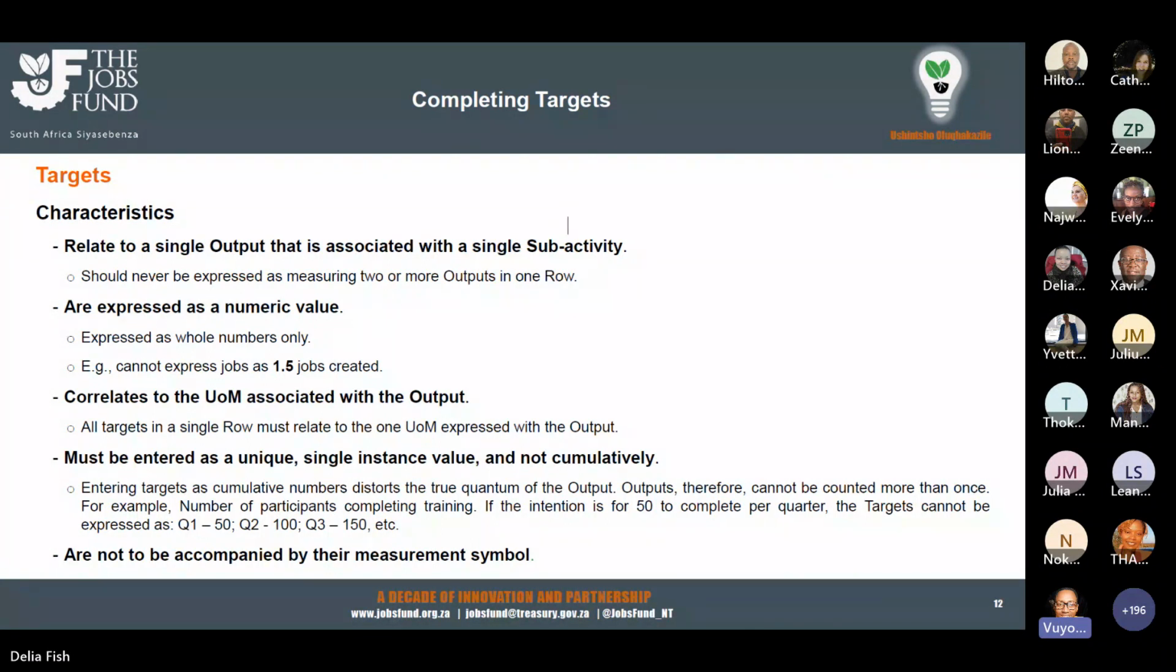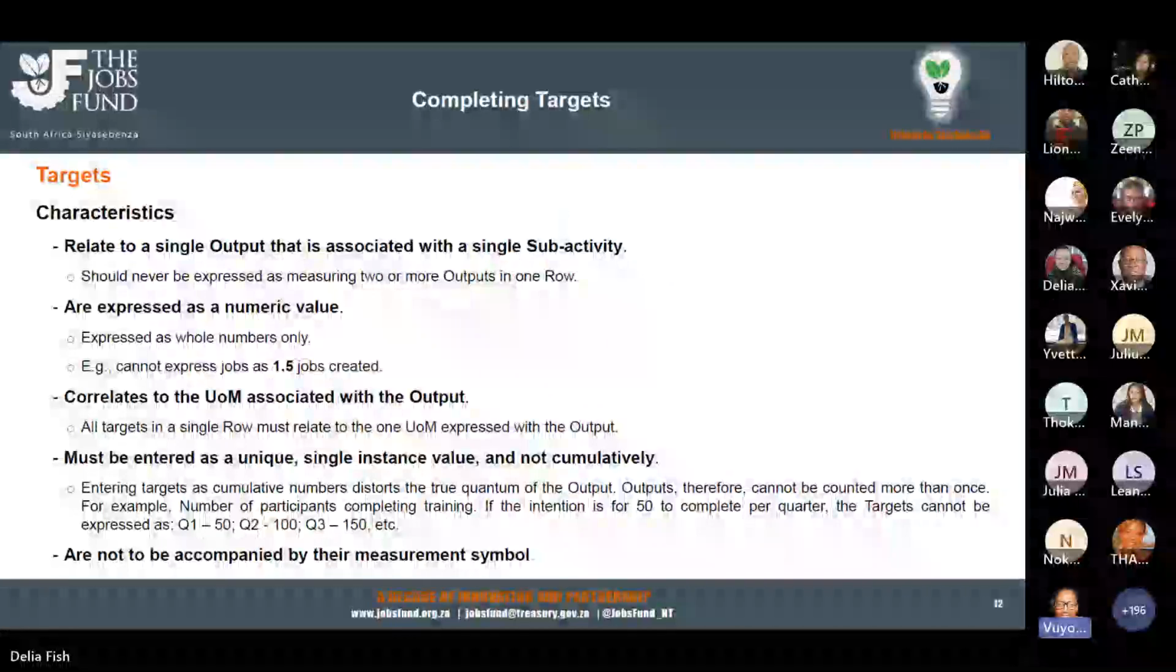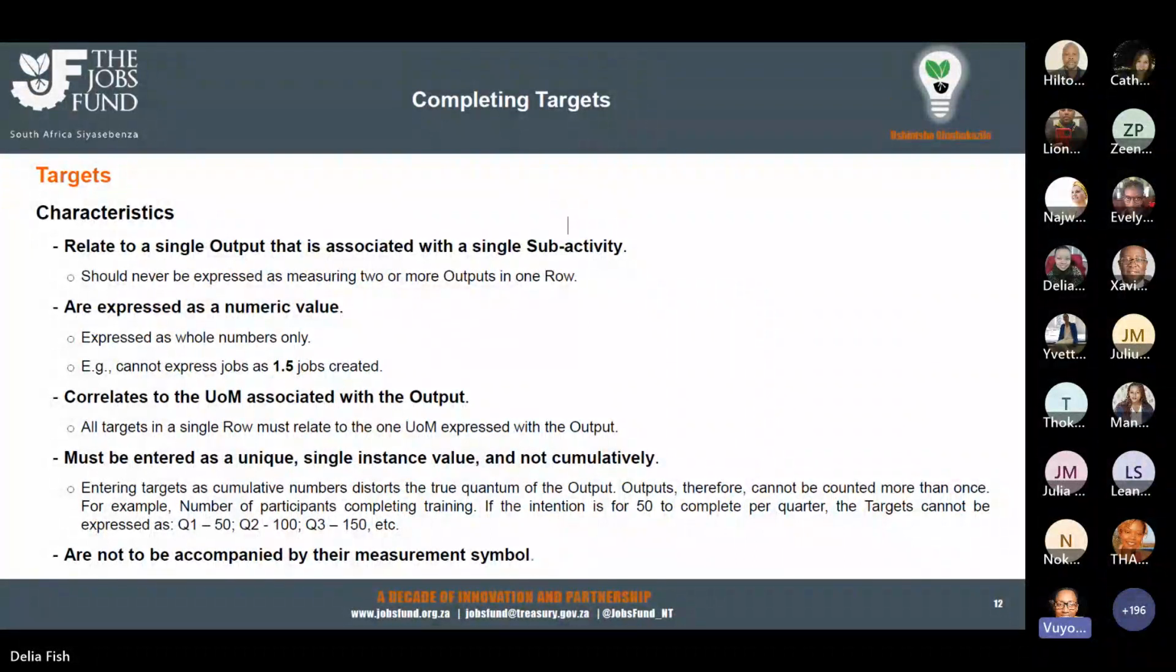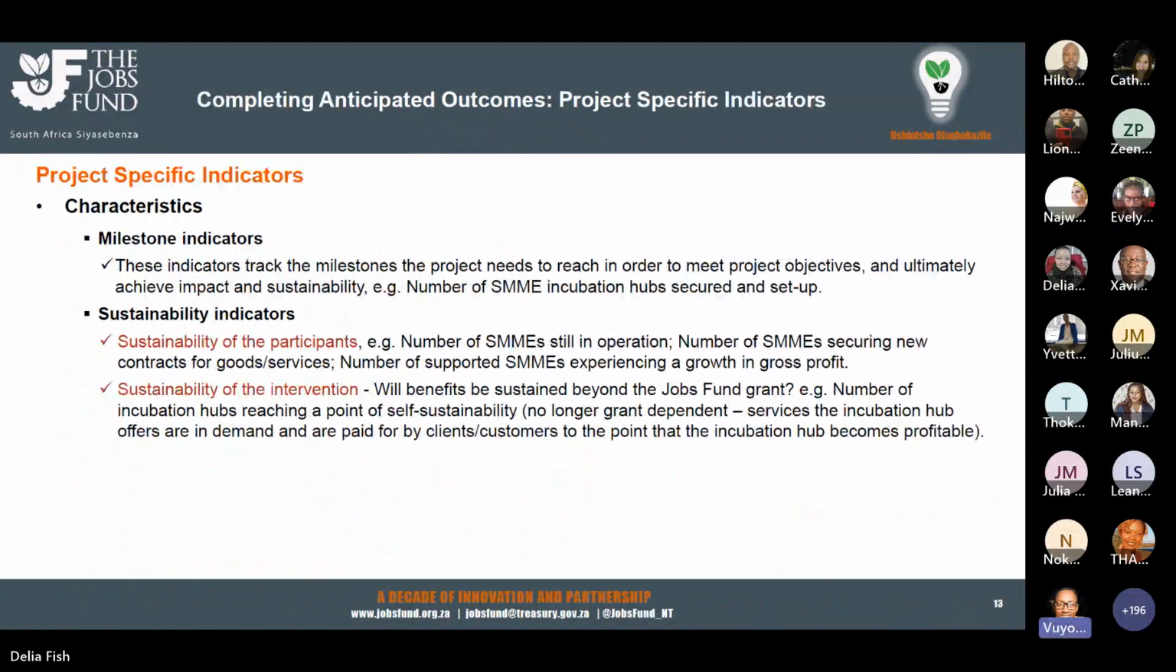Lastly, in terms of targets, when you're entering that 500 in Q1, you're not entering an R in front of the 500 to denote rand value, or another symbol for hectares, or whatever the case may be. It's just the number, because that number should relate to the unit of measure associated with the output. Next slide, please. And lastly, we want to speak to the project specific indicators.